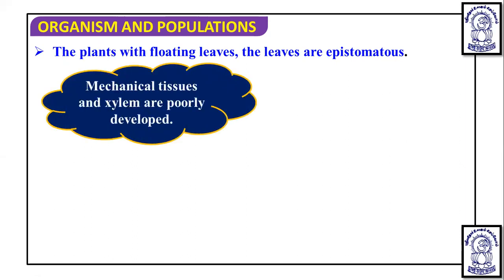The mechanical tissue and xylem are poorly developed because conduction can easily take place through capillary movement, and water can be absorbed from all over the surface of the body. Because of this, mechanical tissue and xylem are poorly developed.